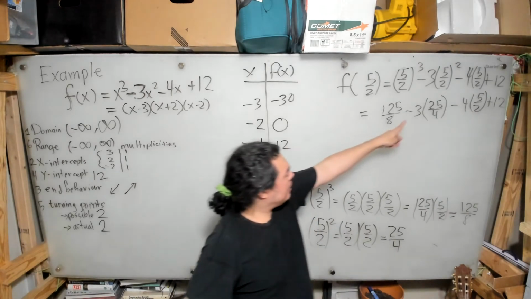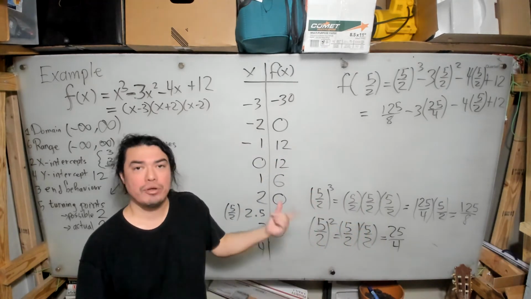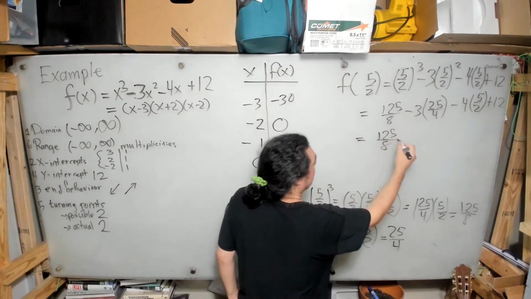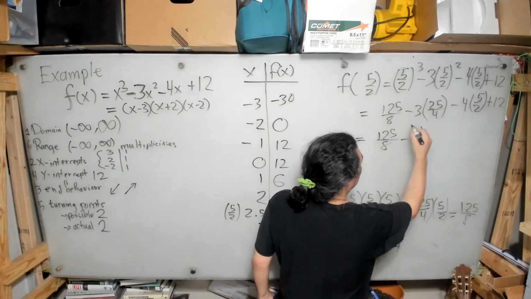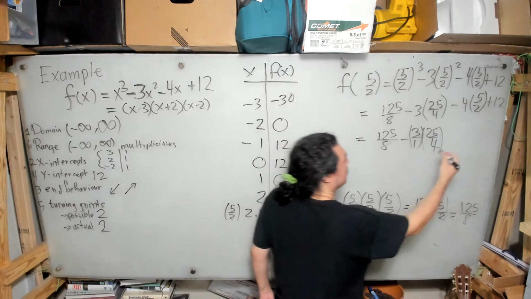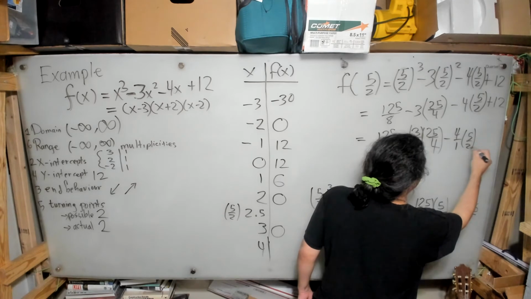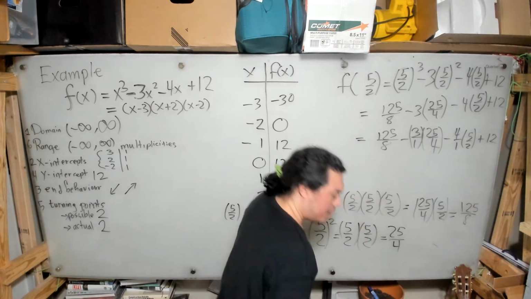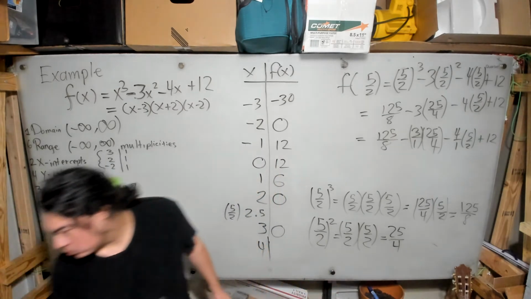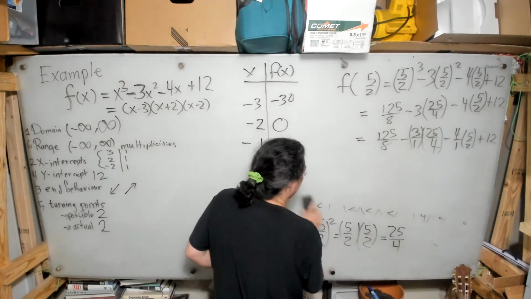Now you can see that in this case and this case, there's a coefficient in front. But I want to make it a fraction so it'll be easier for me to multiply. So I'm going to see this as 125 over 8 minus 3 over 1 times 25 over 4, right? Because I can rewrite any whole number as a fraction by setting it over 1. Minus 4 over 1 times 5 halves plus 12. And then performing this product, right?